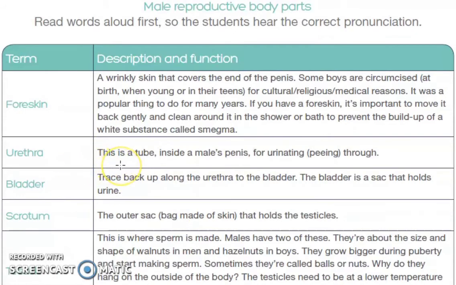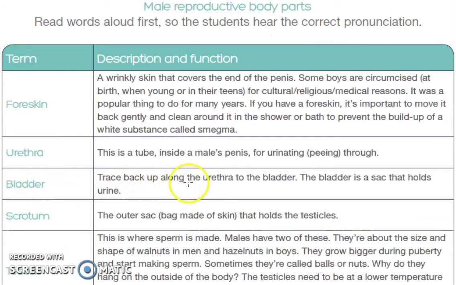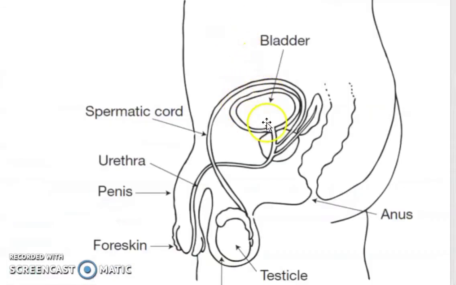Urethra. This is a tube inside a male's penis for urinating through. Compared sa babae na lahi siya, sa lalaki kay usara ang iyang opening. Opening sa ihi o opening padung sa male reproductive system. Bladder. Trace back up along the urethra to the bladder. The bladder is a sac that holds urine. So this is the bladder, the ureter, then the urethra.